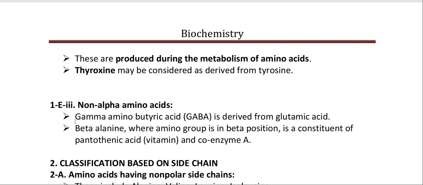Non-alpha amino acid: gamma amino butyric acid is derived from glutamic acid. Beta alanine, where the amino group is in the beta position, is a constituent of pantothenic acid, a vitamin, and coenzyme A.